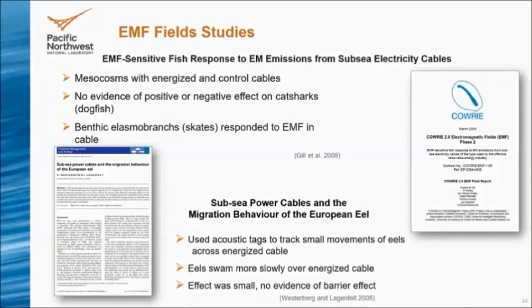Next one. In terms of field studies, there's a whole series of them going back more than 10 years. One of the very iconic ones was done by the Cowrie, which was a big offshore wind program prior in the UK, done by Andrew Gill with his group. They put mesocosms out in the field with an energized and a control cable with a lot of animals trapped in there. And what they saw was that the tope sharks, we call them dogfish over here, certainly knew that the cable was there, sat up and took notice, but they didn't seem to have positive or negative effects. They went and examined it, and that was sort of it.